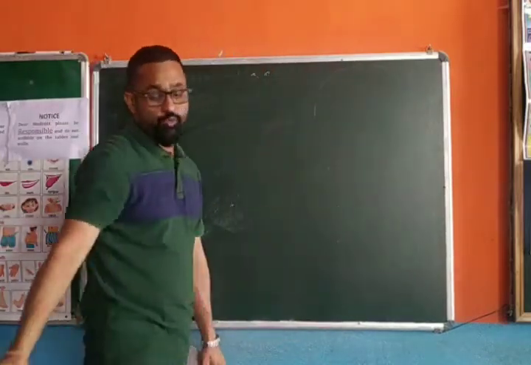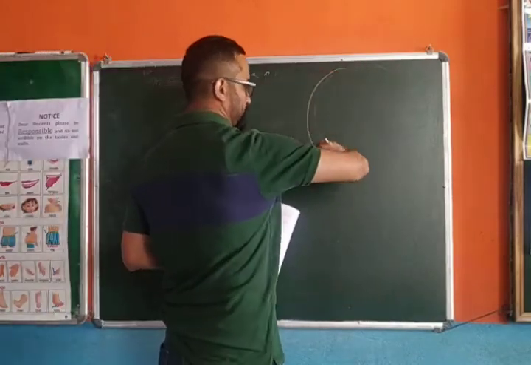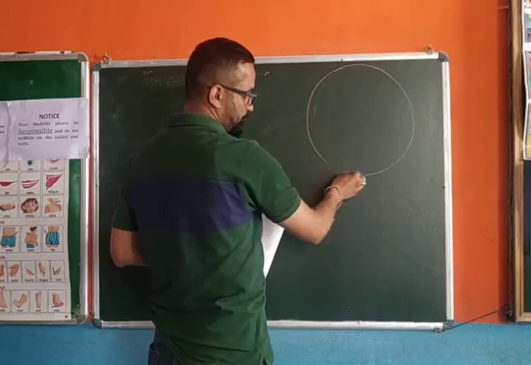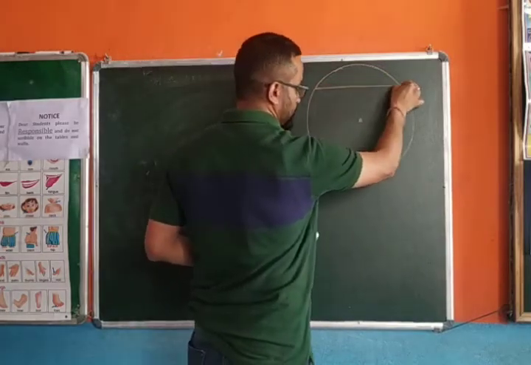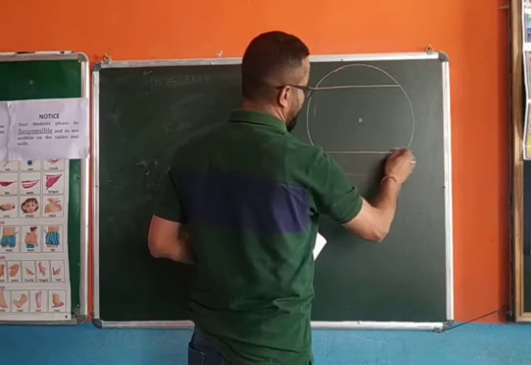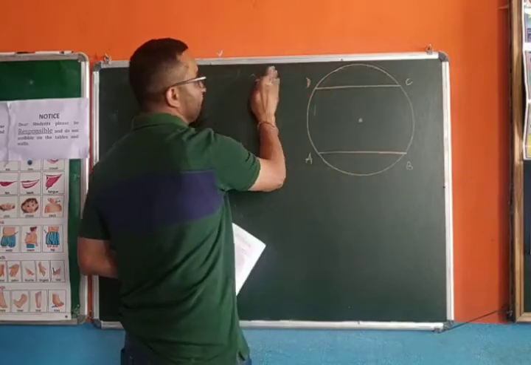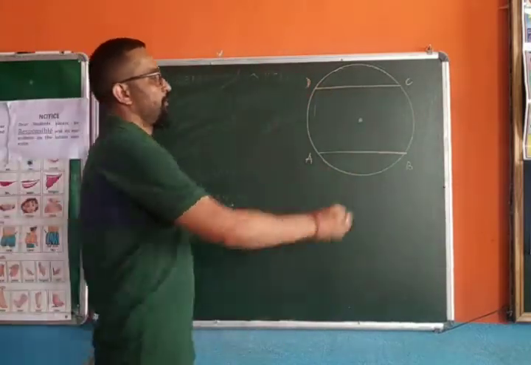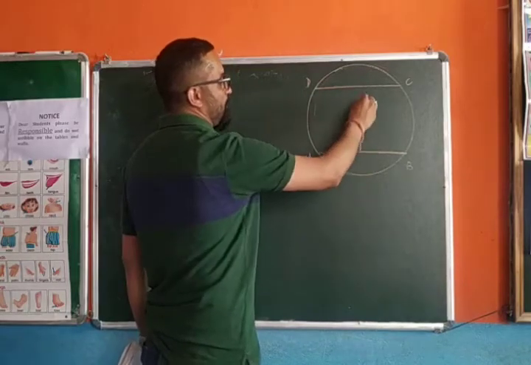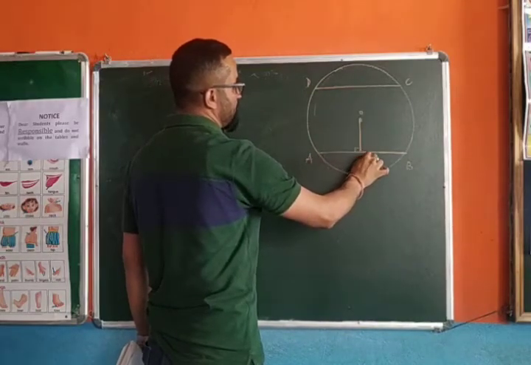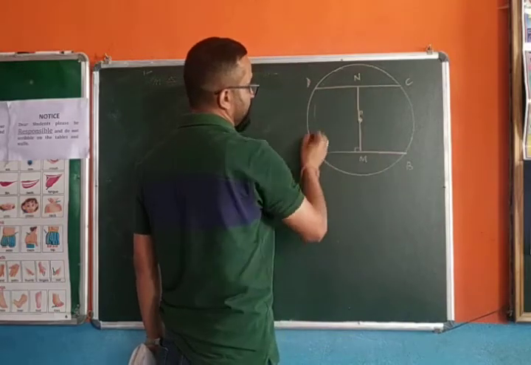And look at the proof of the theorem. Draw two equal chords, AB and CD are two equal chords. From the center we draw a perpendicular, write it as M. From the center you draw another perpendicular, write it as N.